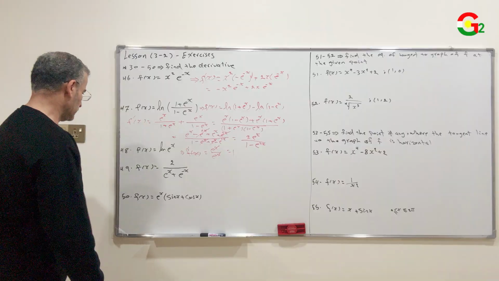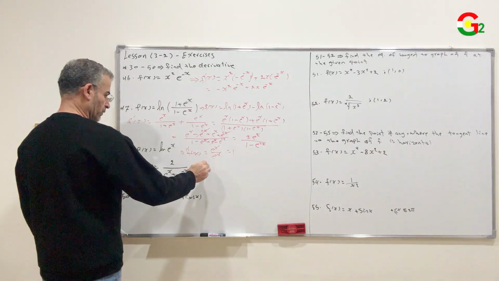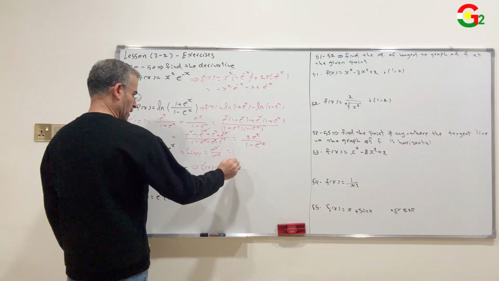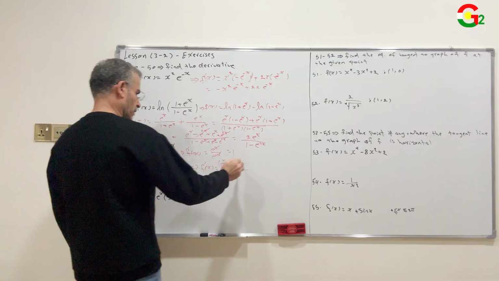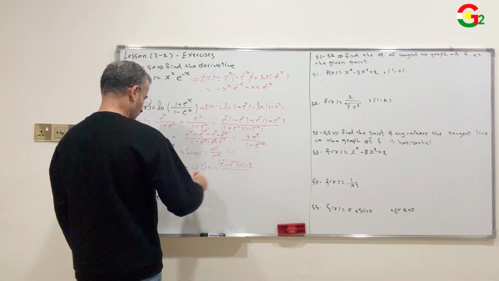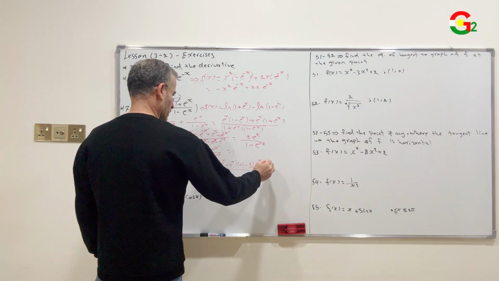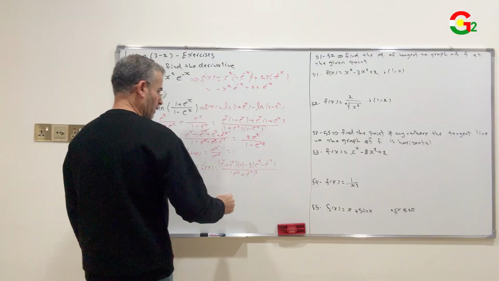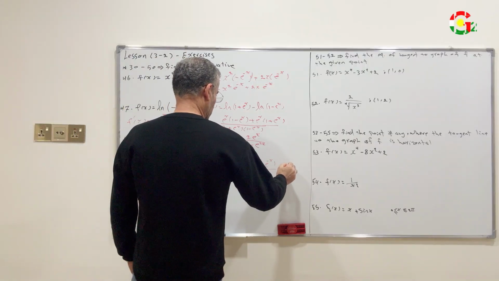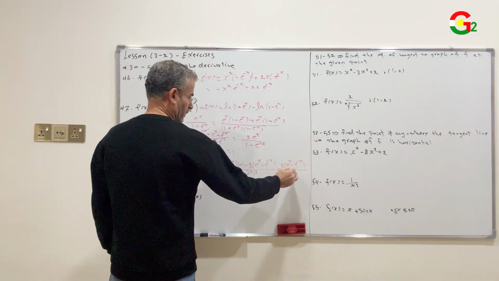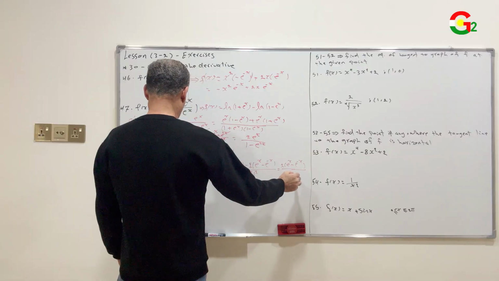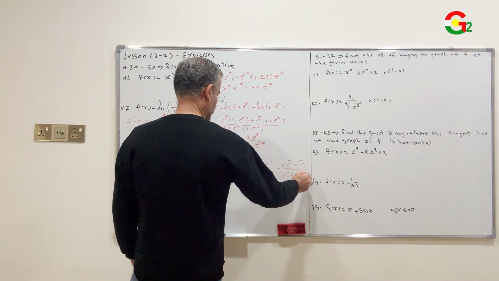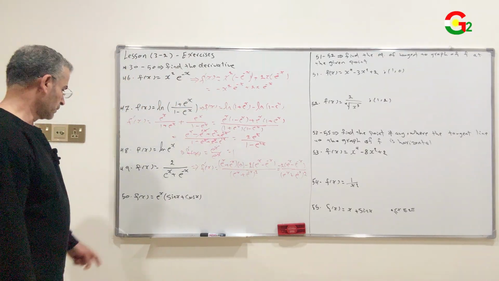Question number 49, apply the derivative of division of two functions, f prime of x equals the denominator e to the x plus e to the minus x times the derivative of the numerator, minus the numerator times the derivative of the denominator, e to the x minus e to the minus x, over e to the x plus e to the minus x squared, equals negative 2 e to the x minus e to the minus x over e to the x plus e to the minus x squared.